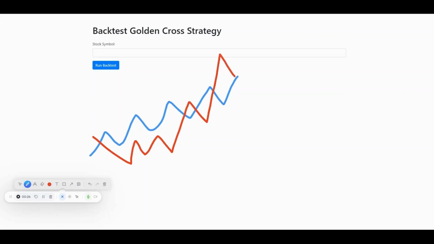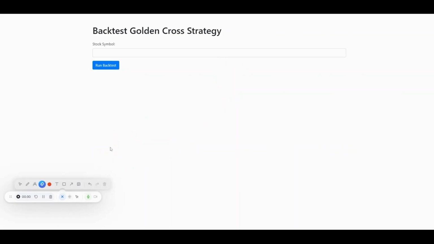We've set up a few key endpoints to handle the different parts of our backtesting process. First, we have an endpoint to fetch historical stock data. You input the stock symbol in the text box, and the app retrieves the relevant price data. Next, the app calculates the 50-day and 200-day moving averages based on the fetched data. These averages are crucial for identifying the Golden Cross signal.